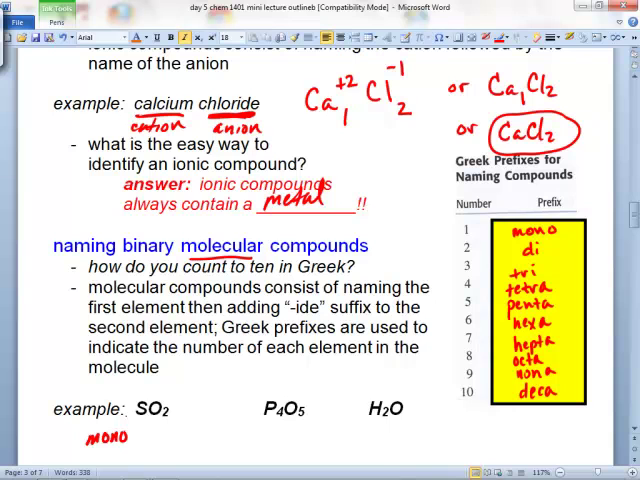Now we only add the ide to the second element. So that means we have to name S for what it is. S is sulfur. So we have monosulfur. Okay. Now we have to say how many oxygens yet. Well, you knew O was oxygen anyway. There's 2, so that has to be di. Oh, you already said it. You don't say oxygen, you're supposed to say oxide. Okay.